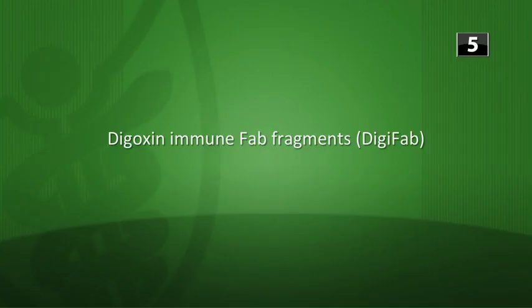Next question, what is the antidote for digoxin toxicity? The antidote is digoxin immune Fab fragments. But I'll tell you that we don't really use this all that often because it's really expensive and hard to find. Most of the time we try to normalize electrolytes like potassium and magnesium.